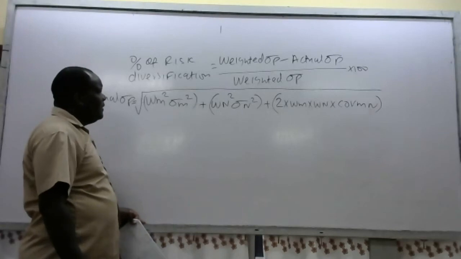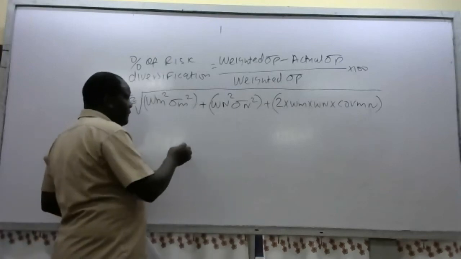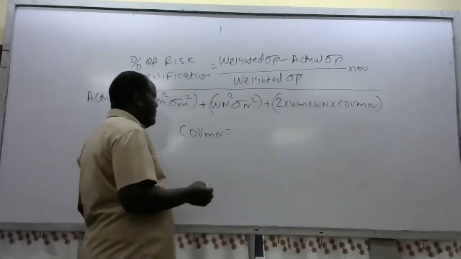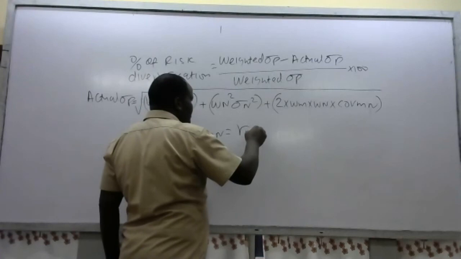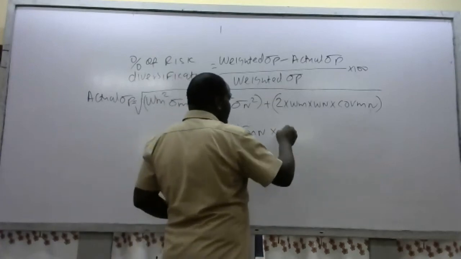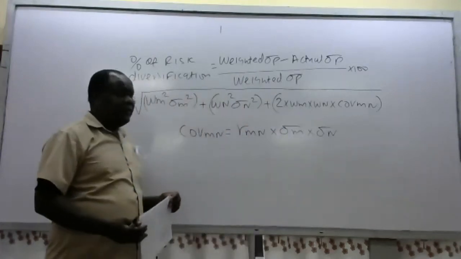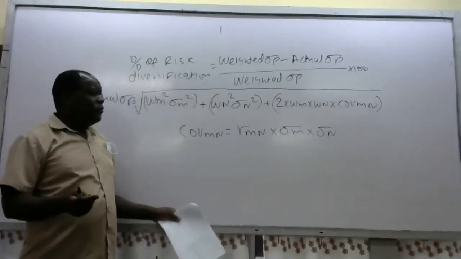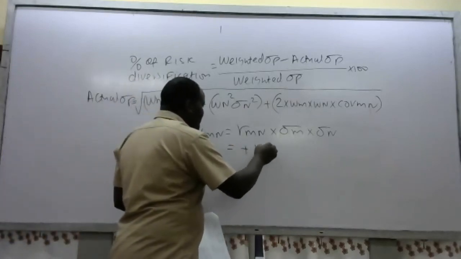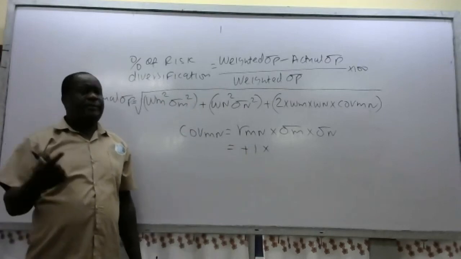So the first thing is to get the covariance. The covariance was not given, so I've given the formula for that. The covariance between M and N will simply be given by the correlation coefficient between M and N multiplied by the standard deviation of M multiplied by the standard deviation for N. The correlation coefficient was given. It was perfectly positively correlated, which means it is +1.